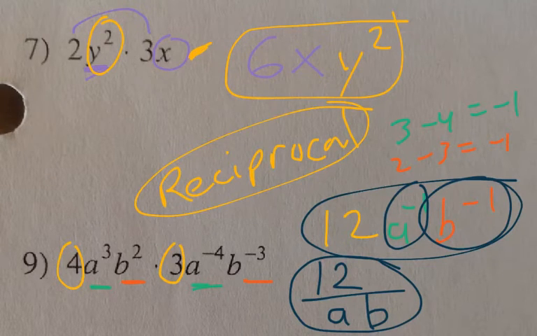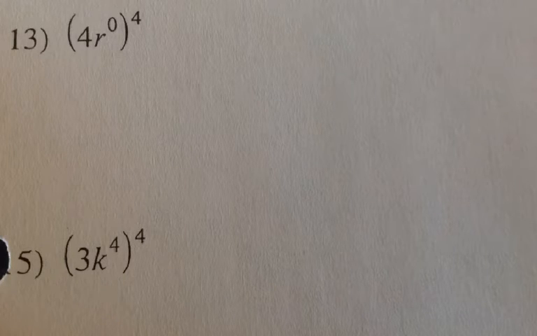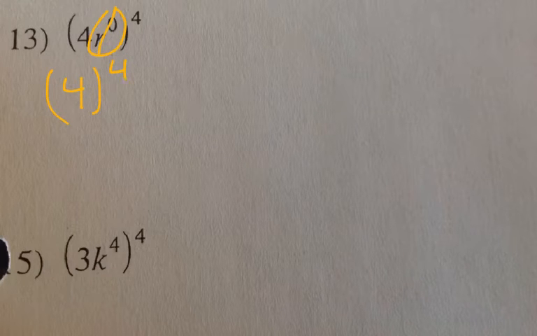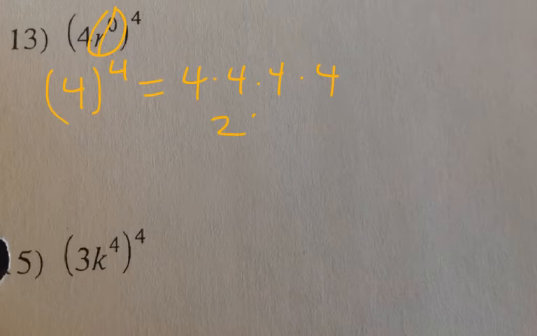So pause the video if you need to. Okay, let's look at a couple more. I don't know about you, but I notice in 13, I already have an r to the 0, but we already know that's a 1 there, right? So what we really have is a 4 to the 4th power, and you should know the meaning of powers. I'm just going to take 4 times 4 times 4 times 4, and using your calculator if you need to, you should get 256.